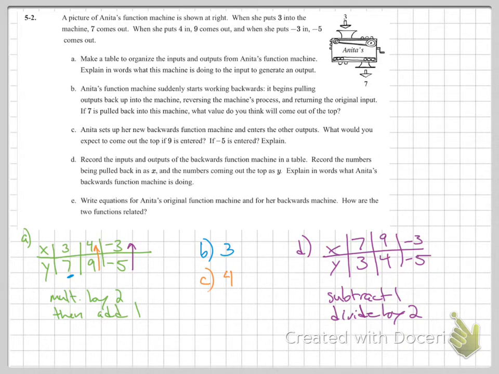So write an equation for her original and her backwards. So her original is y equals, you take a number, x, and you multiply it by 2 and then add 1. There's the original equation. For her backwards equation, y equals, you take a number, x, and you subtract 1, and then you divide that answer by 2. How are the two functions related? Well, they undo each other. They're backwards. They undo each other.